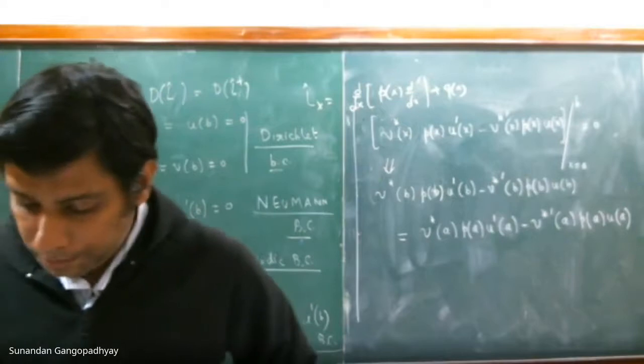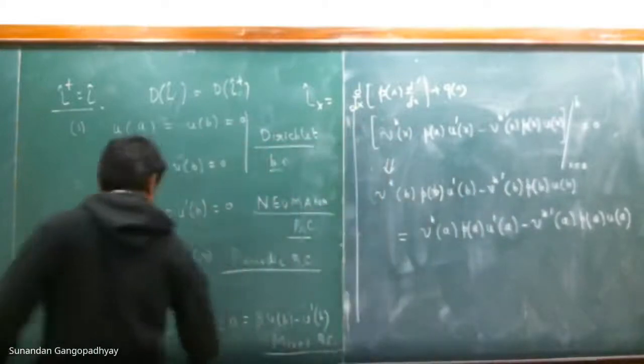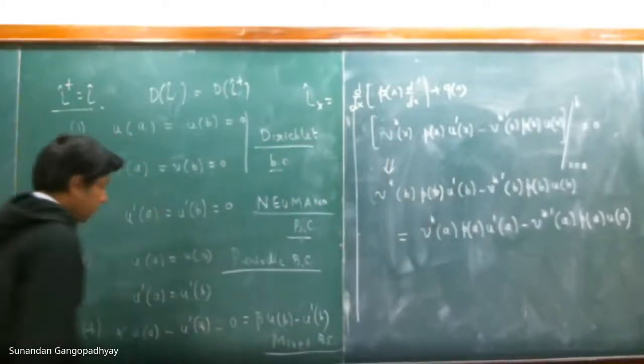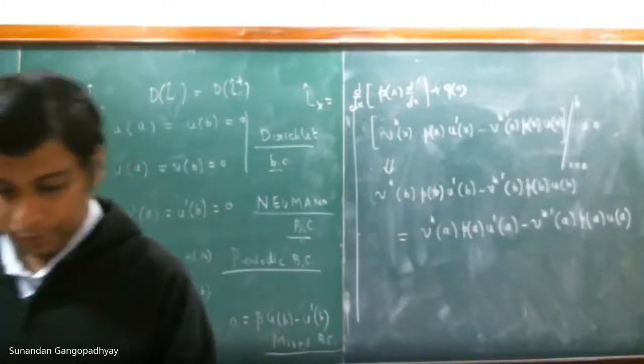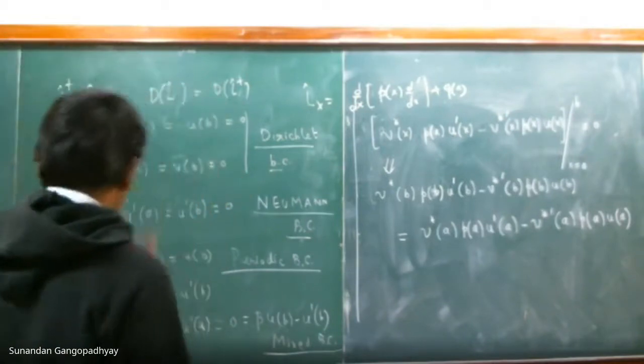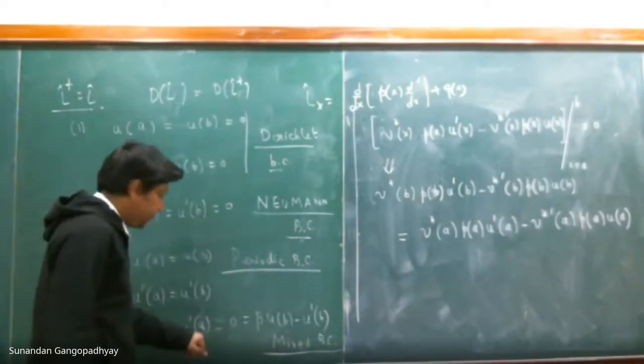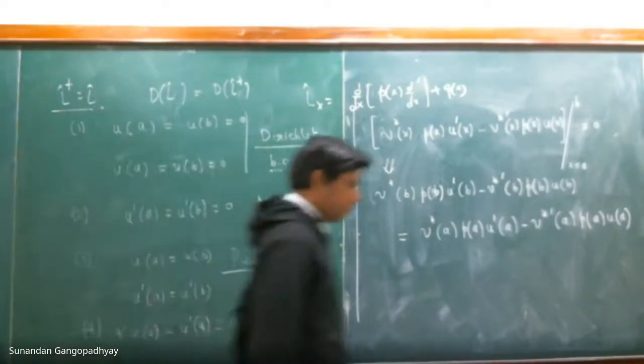Sir, for the mixed boundary condition, there should be alpha U A minus U prime A, no? U prime, yes, I'm sorry. This is U prime A. Thank you very much. This will be U prime A, not B. Absolutely. This is beta U B minus U prime B. This is alpha U A minus U prime A. Please make this correction. Thank you very much. This is not B. It's A.